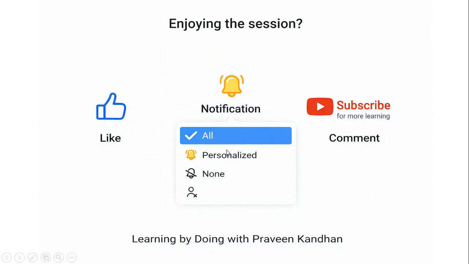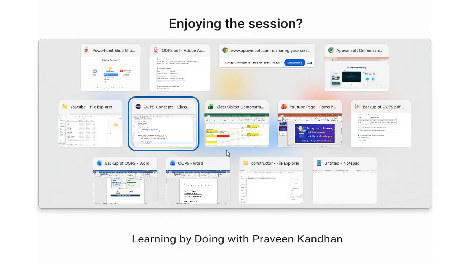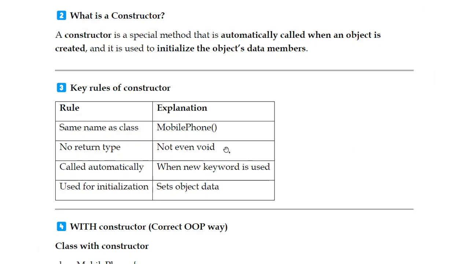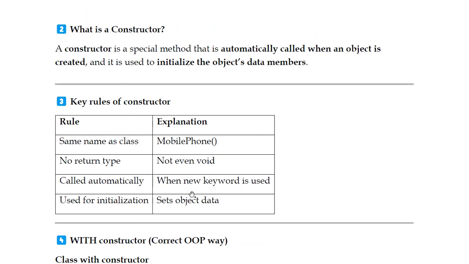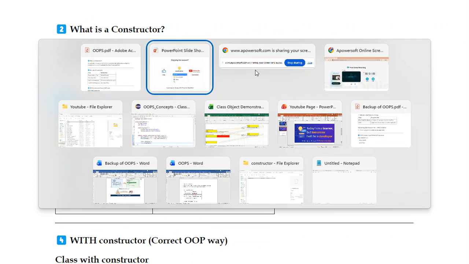Let's get started. In our previous session, we discussed what a constructor is and the need for a constructor. It's a special method and it will be automatically called when an object is created. The primary purpose of a constructor is to initialize the object's data members.